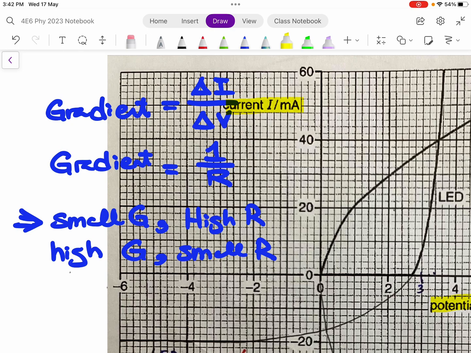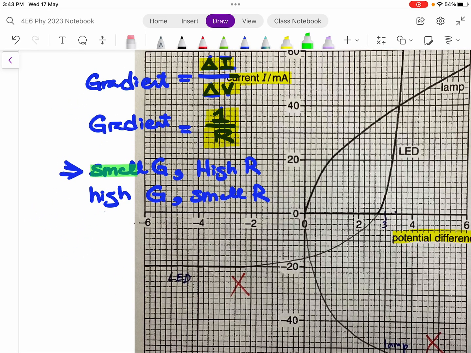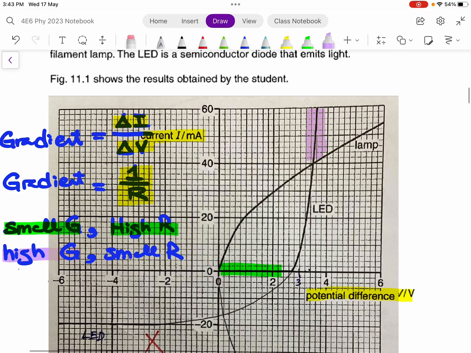So in this case, the gradient, which is the difference in the y-axis over the difference in the x-axis, will give you the reciprocal of resistance. And what does this mean? Basically, when the gradient is gentle, it indicates that the resistance is very high. For example, this segment where the gradient is very gentle, in fact the gradient is 0, it means that your resistance is almost infinite. And when the gradient is very steep, for example this part of the graph, it means that the resistance is very small.